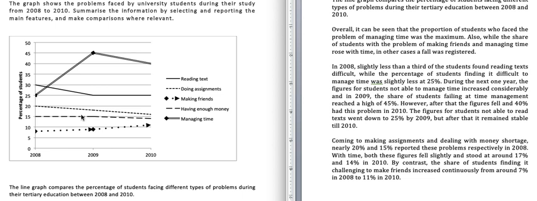Nearly 20% and 15% reported these problems respectively in 2008. With time, both these figures fell slightly and stood at around 17% and 14% in 2010. By contrast, the share of students finding it challenging to make friends increased continuously from around 7% in 2008 to 11% in 2010. So I have talked about these two lines in the first paragraph and about these three lines in the second paragraph.